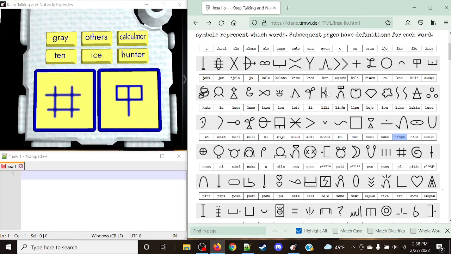We don't want it on a hill. We want it just by itself. So let's keep looking around for this. Here we go. And it corresponds to ilo. Ilo. Okay. So let's try and find these guys here.